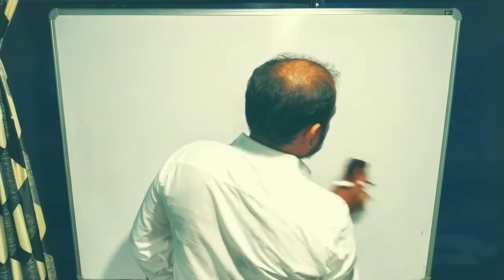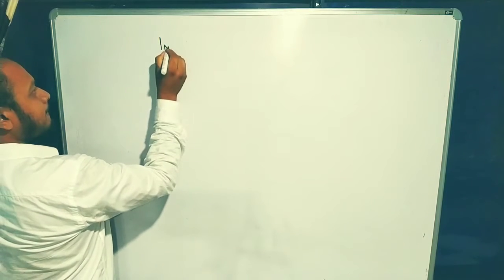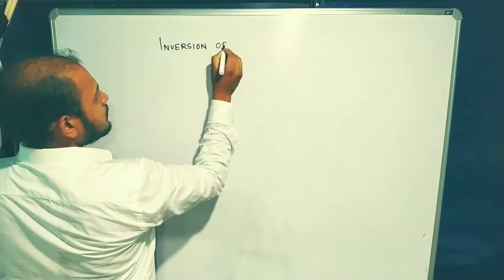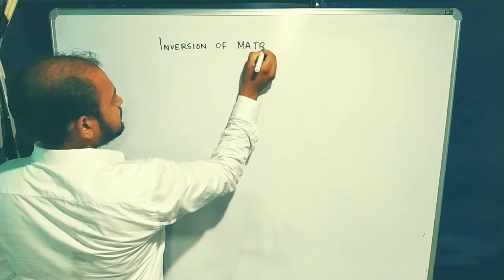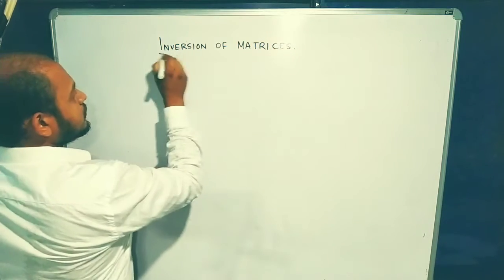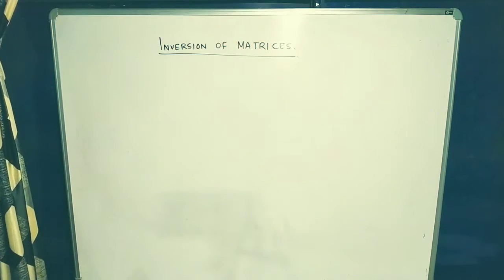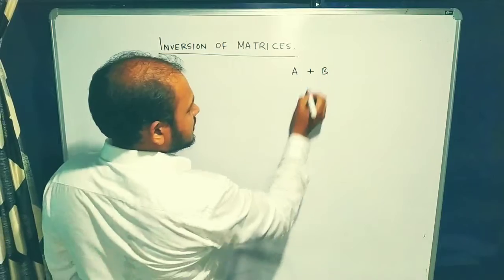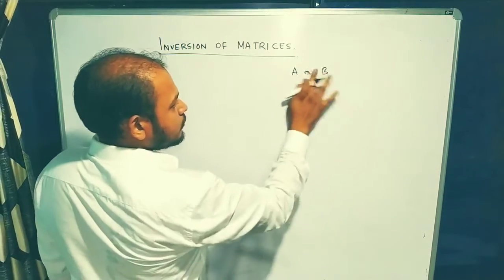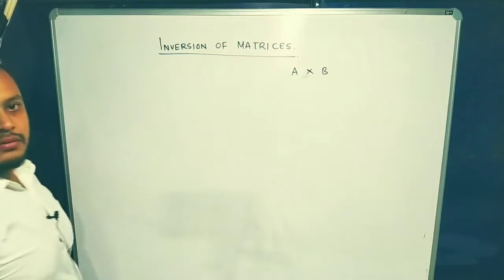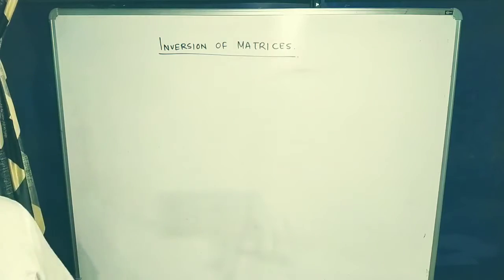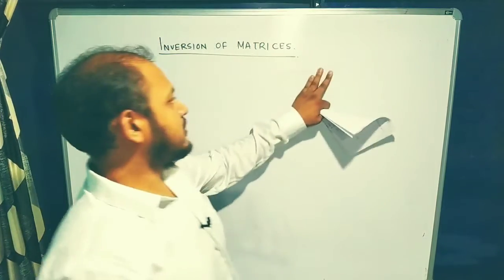Now let's move on to a new topic, and that is the last topic of this chapter. We call it inversion of matrices. So remember, we have done several operations on two matrices. Suppose A and B were two matrices. We have done addition, we have done subtraction, we have done multiplication. We have done three operations, but there was no divide symbol, or there was no divide operation. Well, this is because matrices are not divided.